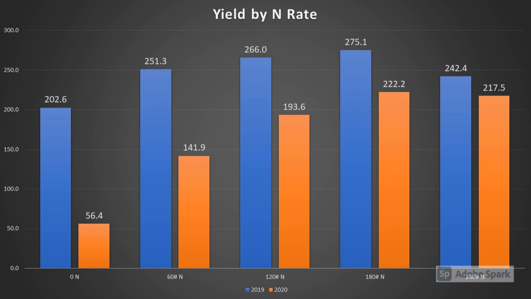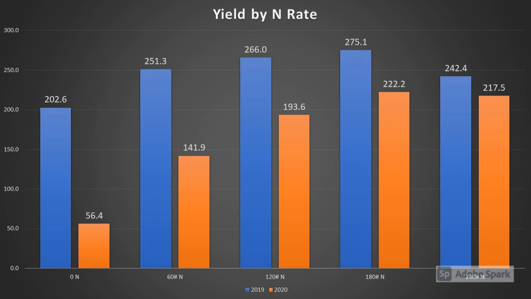Last year in 2019, with no nitrogen applied, corn averaged 202 bushel to the acre. A maximum yield last year at 180 pounds was 275 bushel. This year, with no nitrogen applied, corn only averaged 56 bushel. This year also gave the highest yield of 222 bushel at the 180 pound nitrogen rate as well. Pretty drastic differences between the 2 years.